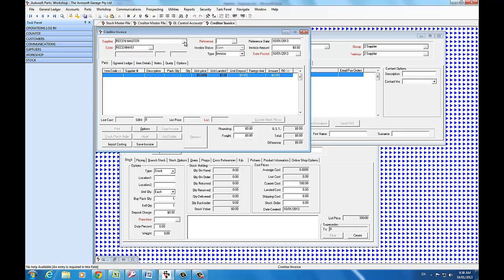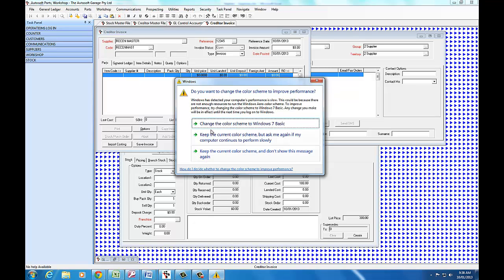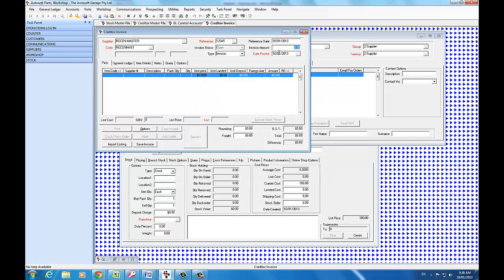We do the Recon Master creditor invoice, and it's on invoice 12345. The total we're being invoiced by Recon Master is $220, and that's because we have to pay the $200 up front, and we get the $20 back on us returning the core, plus the GST.